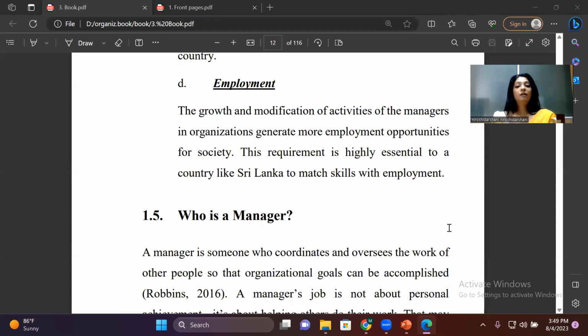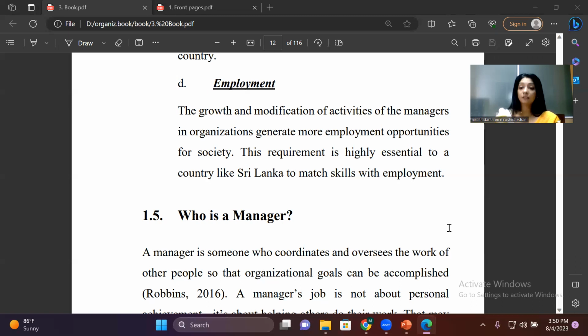Employment. The growth and diversification of the activities of managers in organizations generate more employment opportunities for society. This is highly essential for a country like Sri Lanka. When it comes to small businesses, they are the backbone of creating employment opportunities. So once you do proper management for the organization, as a small scale business you would be able to provide very good employment opportunities for the labor in the country. So that is an important thing.